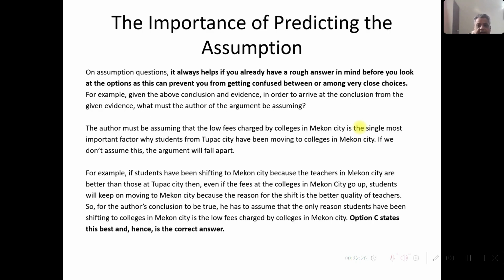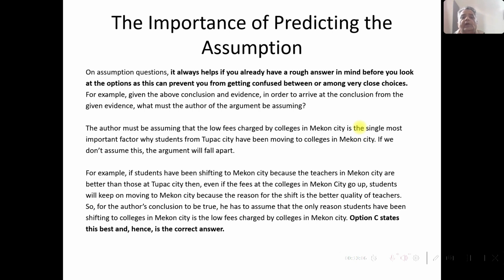So that shows the importance of predicting the assumption. Like I already did in the argument, I said that the argument is showing a causal relationship between the increase in fees in the colleges in Mekong City and the surge in the number of students in the colleges in Tupac City. So all I needed to do was know that the assumption needs to make that link pretty obvious. So that's how I read the answer. Now let's read this explanation as well.